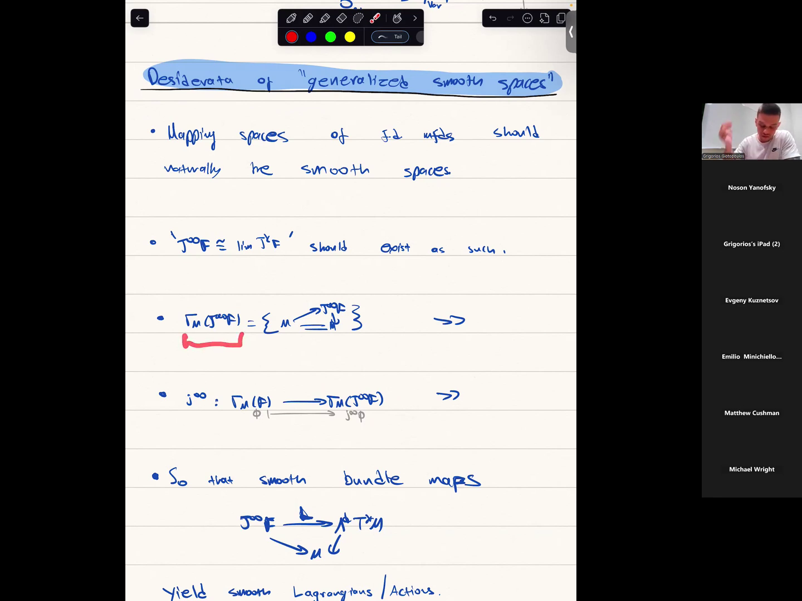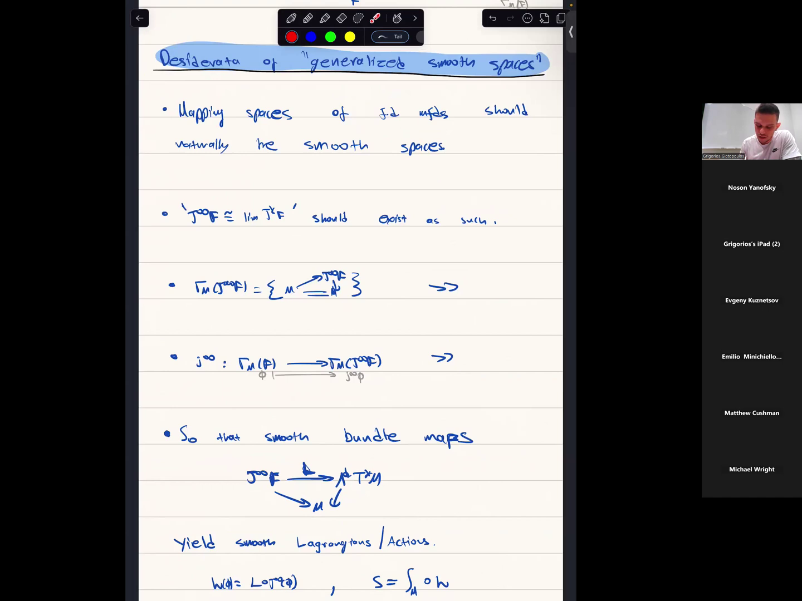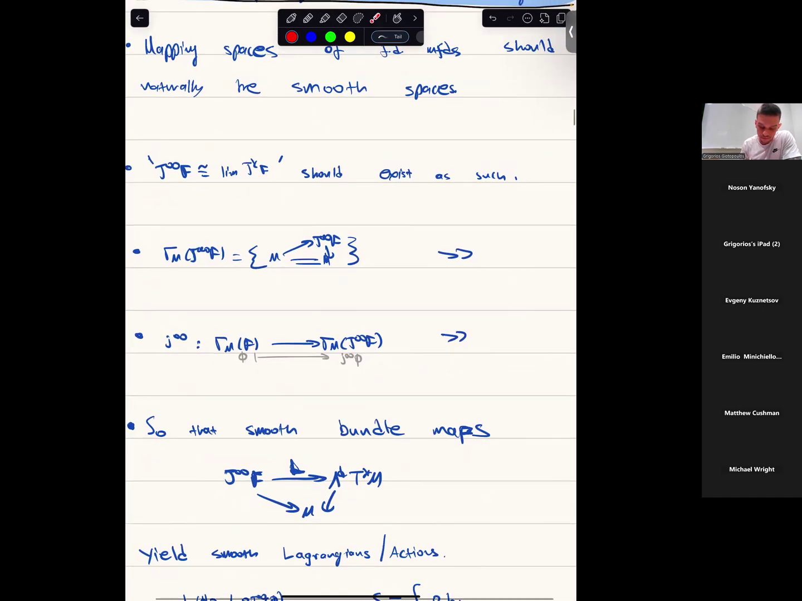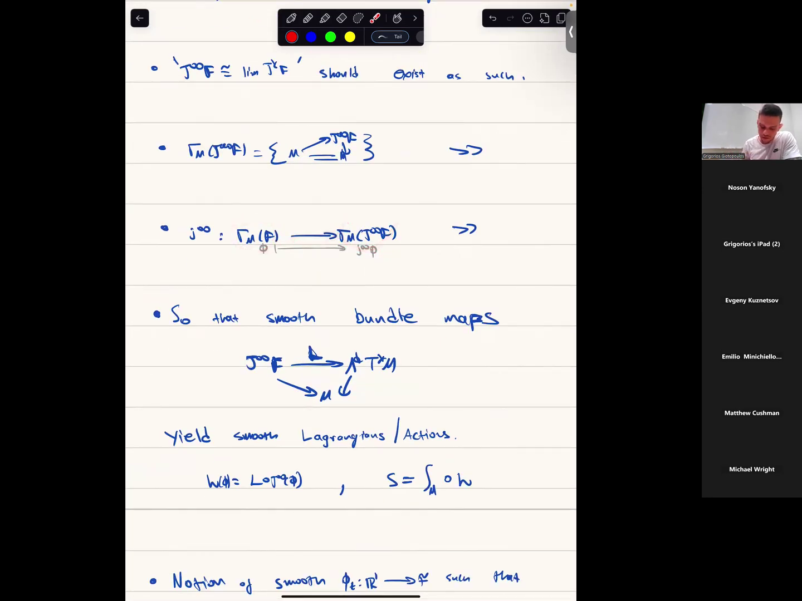Furthermore, sections of this infinite jet bundle should exist as a smooth space. The jet prolongation map, which we have used to compose the Lagrangian bundle map earlier, should be a smooth map between two smooth mapping spaces, so that in the end, such compositions of a bundle map between these two smooth spaces and the jet prolongation should yield a local Lagrangian that is smooth in this category.